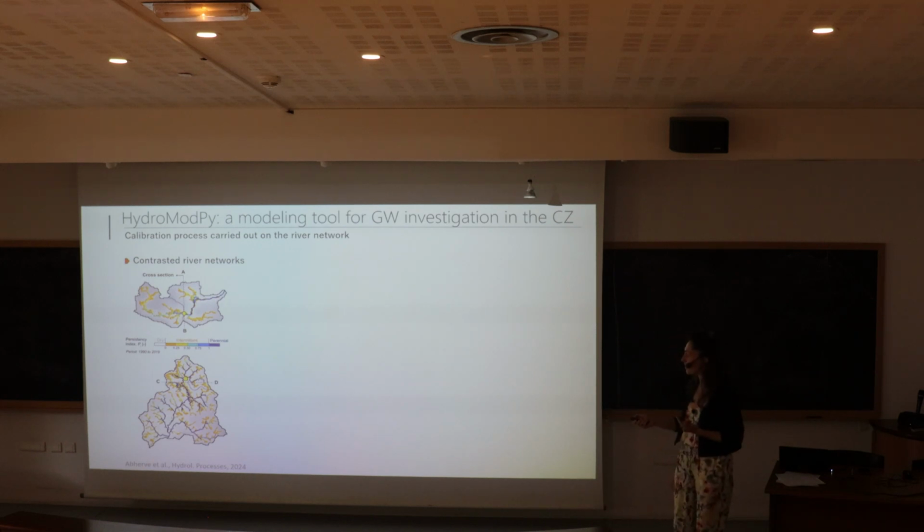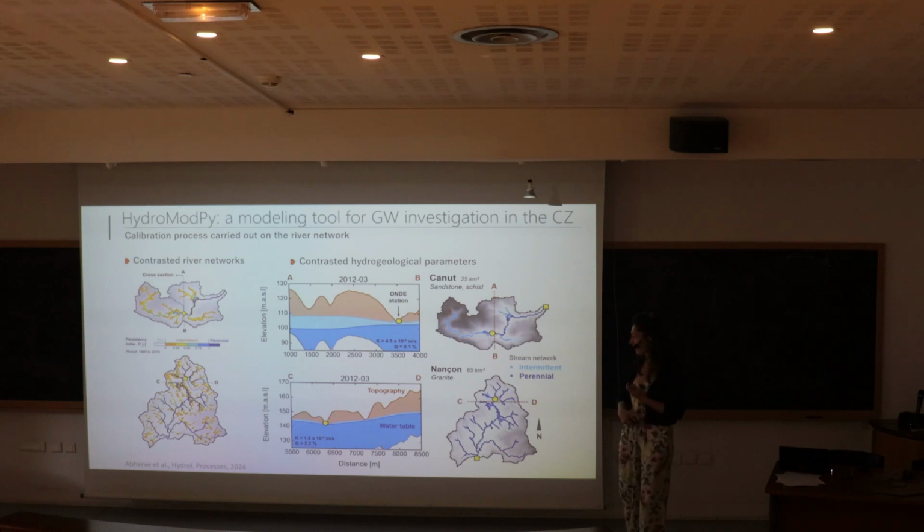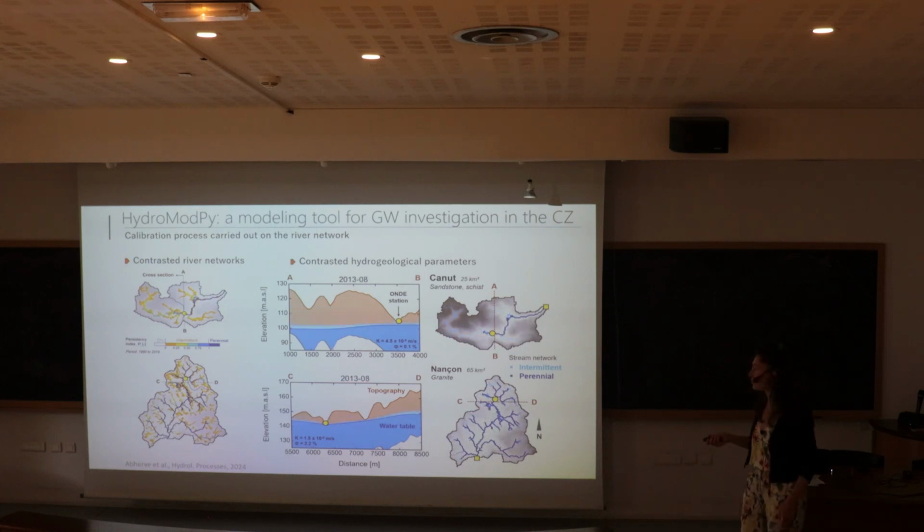One here is very well developed, the other one is much shorter, and this one is very much changing throughout the year, because you can see that everything that's orange is intermittent river, while this one is more or less perennial. And so what we do when we calibrate, we run the model, and here we will try to calibrate the model in order to reproduce this.